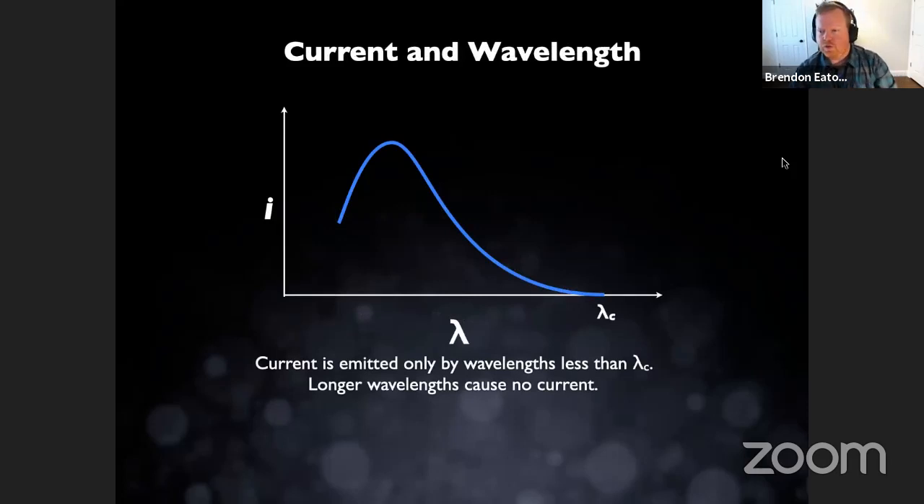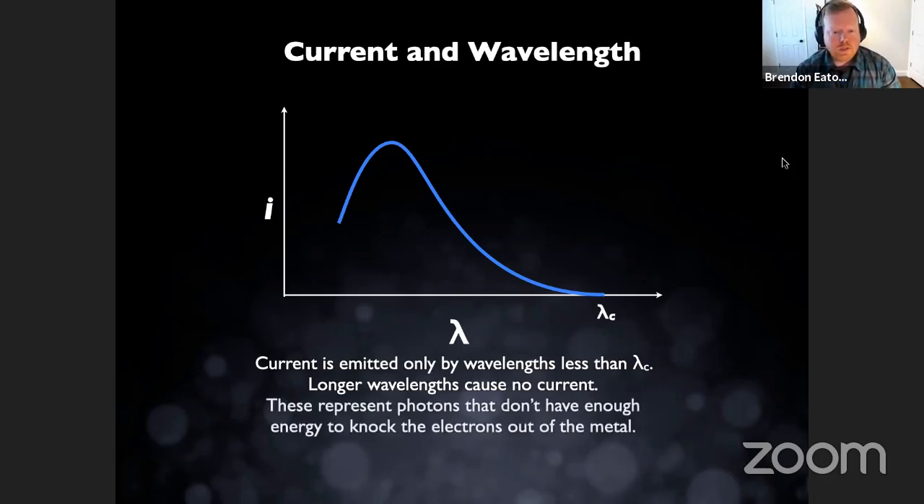So let's take a look at a quick graph, a little visual representation of what we're trying to say. So if you look at the graph, the y-axis has current and the x-axis has lambda, so wavelength. Now current is emitted only by wavelengths less than what we see on the right-hand side of lambda c. It's kind of a cutoff wavelength. Longer wavelengths are not going to cause current. So these represent that photons don't have enough energy to knock the electrons out of the metal. Anything past lambda c doesn't have enough energy to knock the electrons out of the metal. Because remember, when wavelengths get bigger, energy gets smaller.